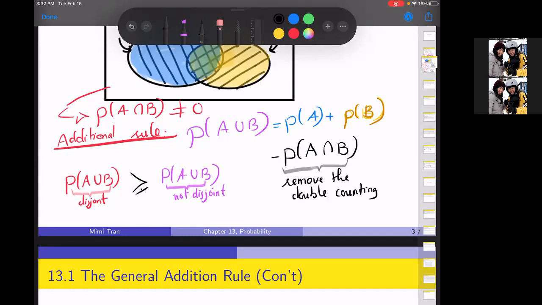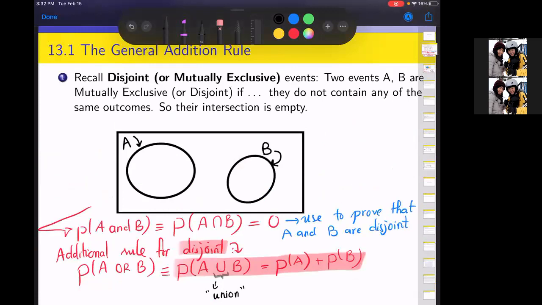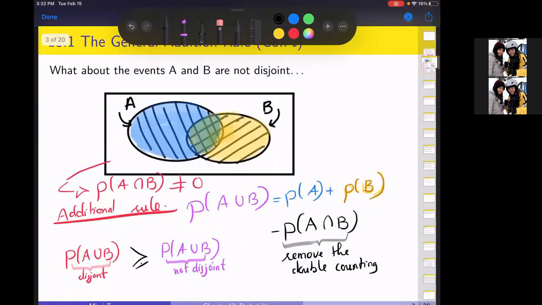For the disjoint, you're counting both of the whole circles, while for the not disjoint, you're only counting the part where they overlap once. Right, because the double counting, you don't count it again. Very good. The disjoint should be bigger, two whole balls, as opposed to the not disjoint, which is not two whole balls. It's part of the ball, and you only account for that once.